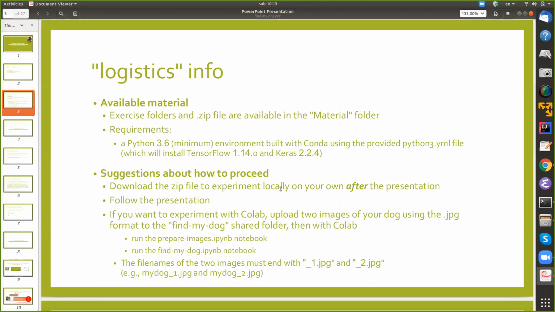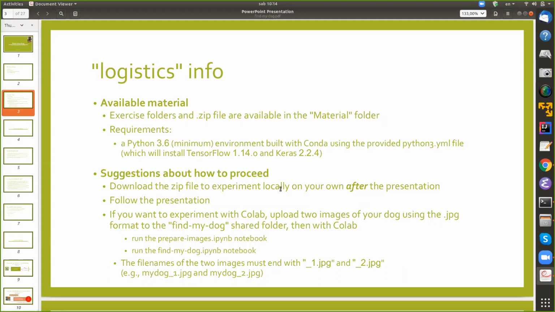So I think a good way to move on would be not to start downloading the zip file immediately. You may, of course, if you want, but follow the presentation, and maybe you would like to use a Google Colab environment to try a couple of notebooks that I will point out during the presentations. To try those notebooks, if you have a dog, or if you have pictures of dogs that you like, you might upload a couple of pictures of the same dog. This is important. We will use one of those pictures as a test image to find the other image in the archive where we will put it.